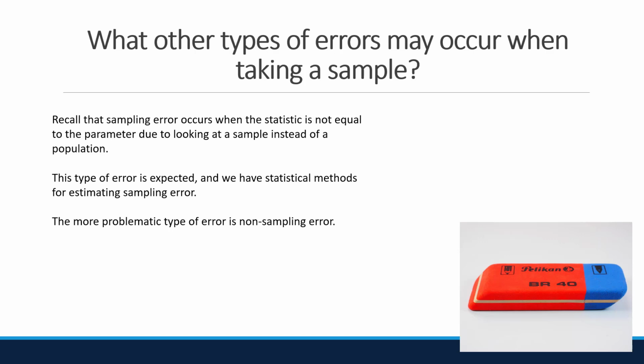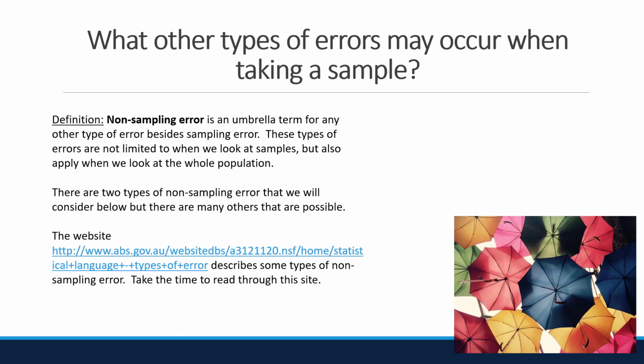Recall that sampling error occurs when the statistic is not equal to the parameter due to looking at a sample instead of a population. This type of error is expected, and we have statistical methods for estimating sampling error. The more problematic type of error is the non-sampling error. Definition. Non-sampling error is an umbrella term for any other type of error besides sampling error. These types of errors are not limited to when we look at samples, but also apply to when we look at a whole population. There are 2 types of non-sampling error that we will consider below, but there are many other types that are possible.